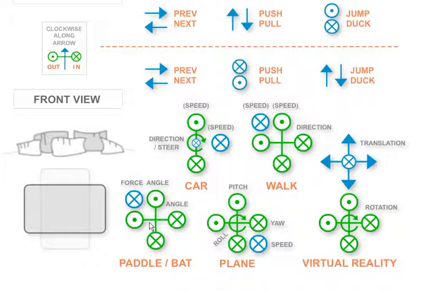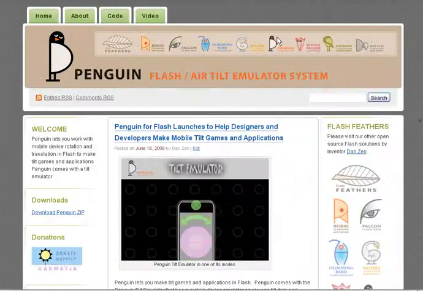You can change the angle of your paddle or bat. That's through the tilt in a sense, and using your forward motion as force. Let's take a look at one of these in action.